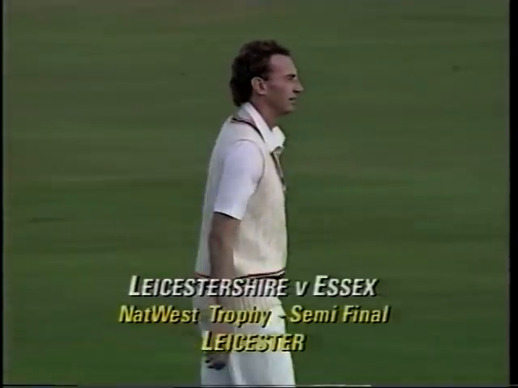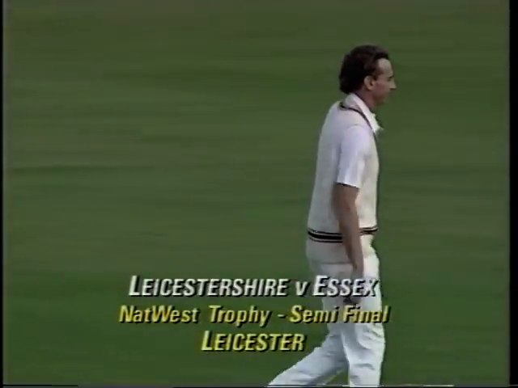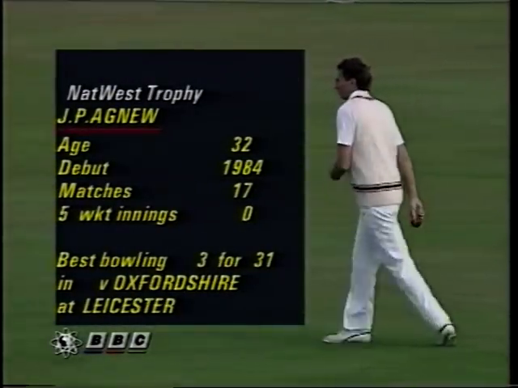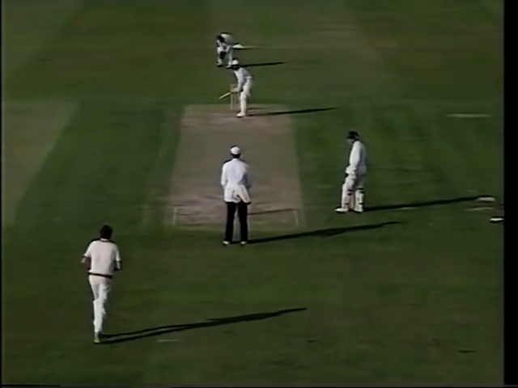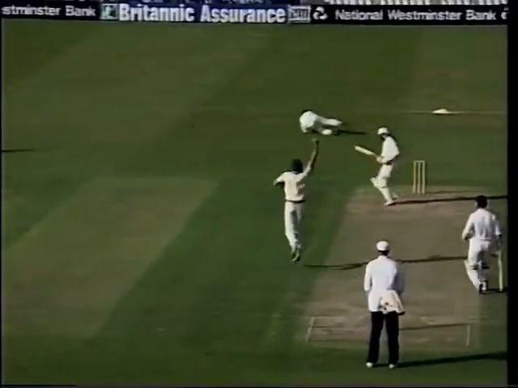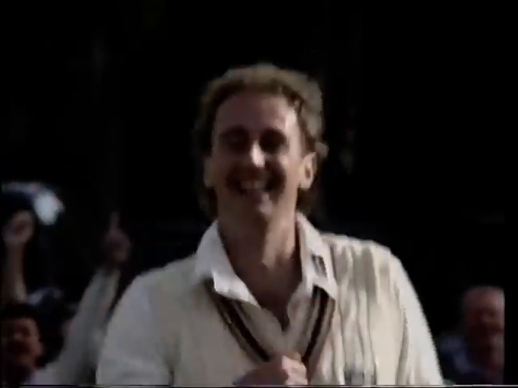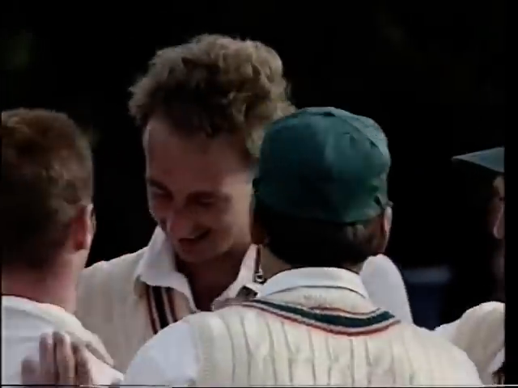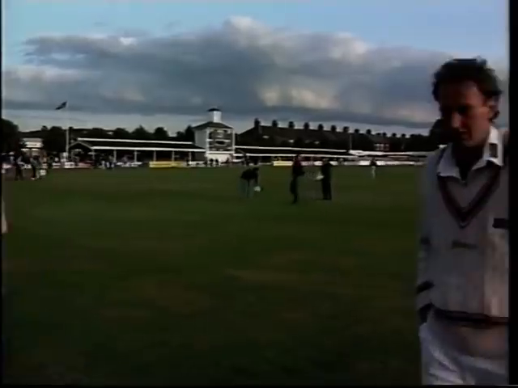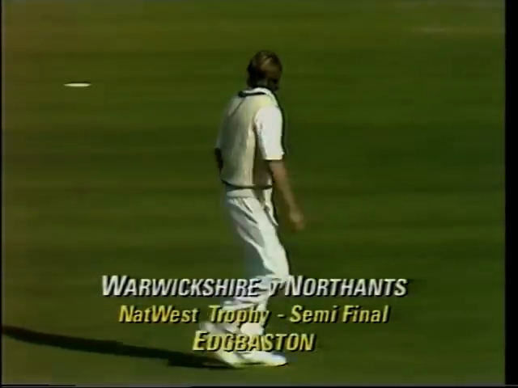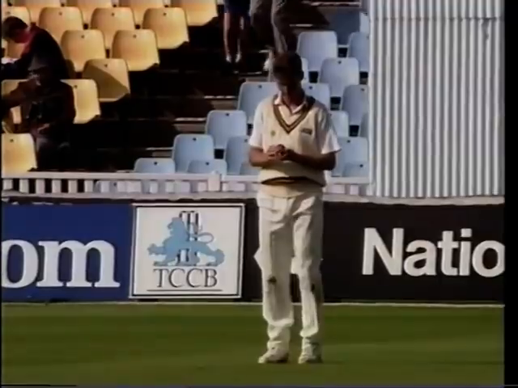The semi-final of the NatWest Trophy between Leicester and Essex witnesses the BBC cricket correspondent Jonathan Agnew's temporary return. He's got him, a wicket for Agnew. Reward for a nagging length and a very good line on off stump. I don't know how I got away with that. The other semi-final between Warwickshire and Northants is remarkable for one quite astonishing catch.